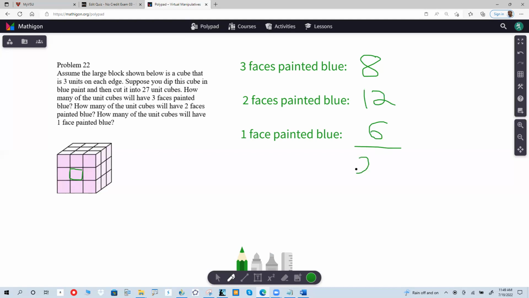And this accounts for 27 cubes. But this solid, when it's cut up into unit cubes, will have, actually, this accounts for 26 cubes. Okay? 12 plus 8 is 20. 20 plus 6 is 26. Now, when I find the number of cubes, I should have 27. Well, there is one in the center that's not showing any of the faces. So these answers are correct: 8, 12, and 6. I don't have to check it. I'm pretty confident they're correct. Okay, so that completes 22.